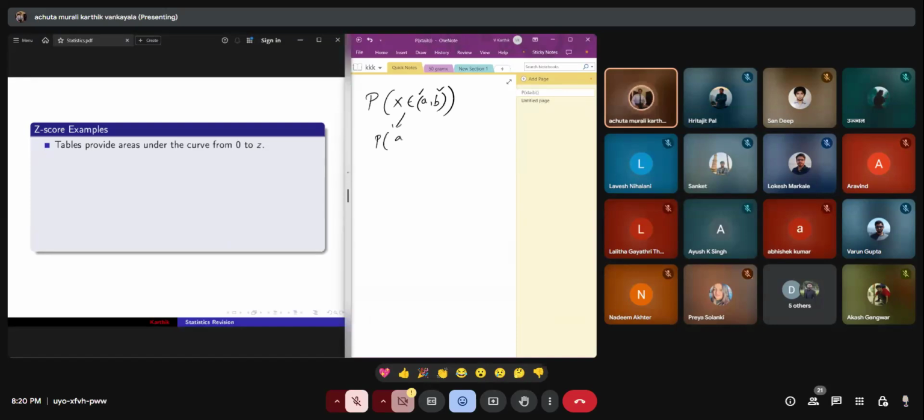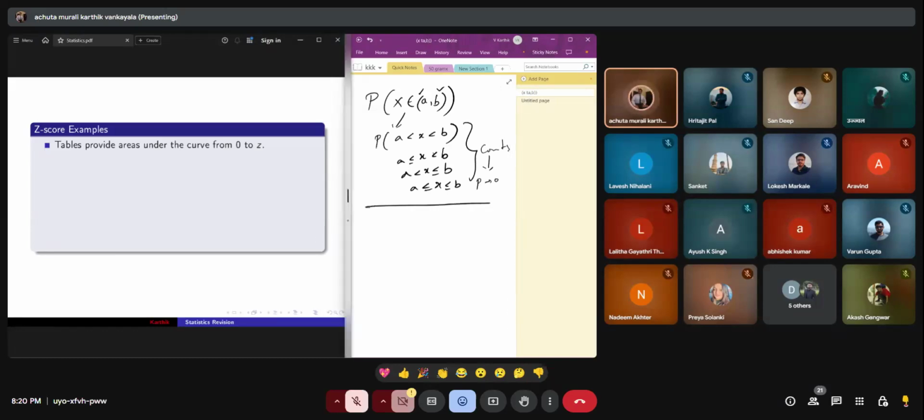That is because this essentially means the probability of A less than X less than B. Whether you have A less than or equal to X less than B, or A less than X less than or equal to B, or both with equality, it does not matter. This is a continuous probability, and continuous probability means at a discrete point like A or B, the probability would be zero, right? So whether you have open or closed interval, it does not matter.